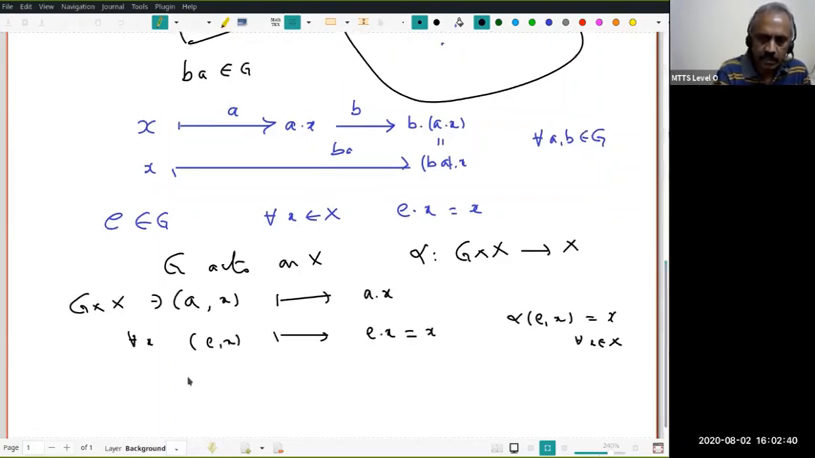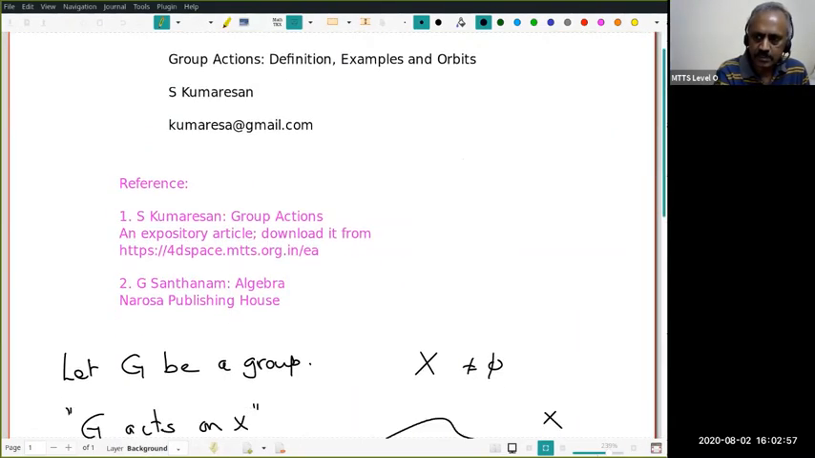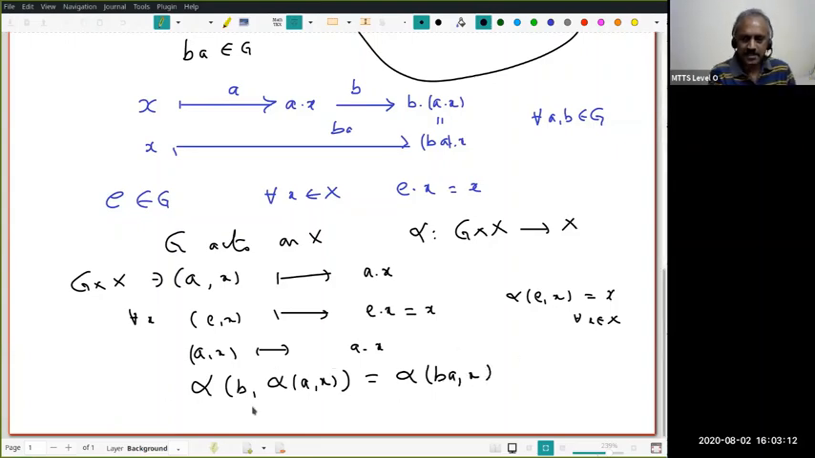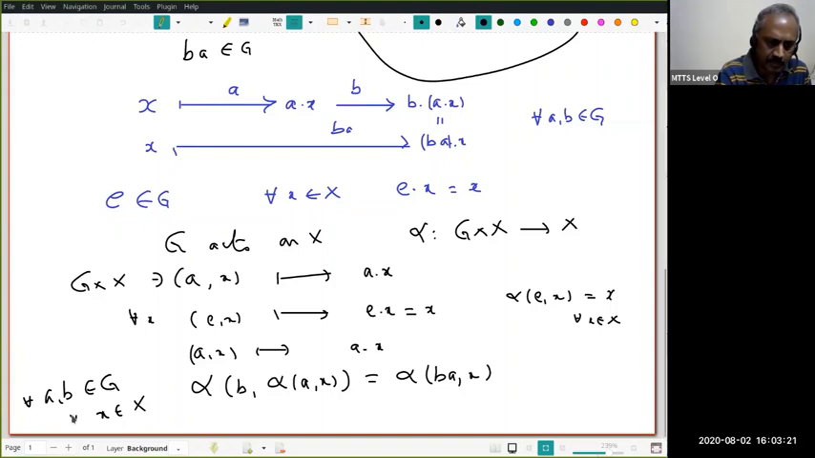Next thing, what does it mean? So I have AX. Where does it go to? A dot X. So I want to write this, X going to AX followed by B action going to B dot AX, in terms of alpha notation. Okay, let us do that. So I have alpha of B of alpha of A X equal to alpha of BA of X. See, this is what you may see in an algebra textbook. Naturally, you will be put off. A, B are elements of G. X is any element of X. For all A, B, and for all X.